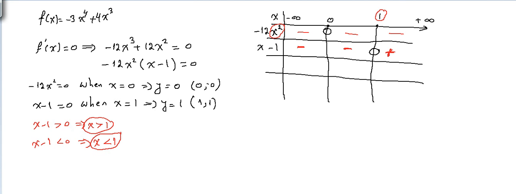Now, the product of these two factors gives me the derivative, right? The derivative was negative 12x squared times x minus 1, which gives me negative 12x cubed plus 12x squared. We multiply the signs: minus times minus is plus, and minus times plus is minus. Here we have 0, and here we have 0 for f prime of x.